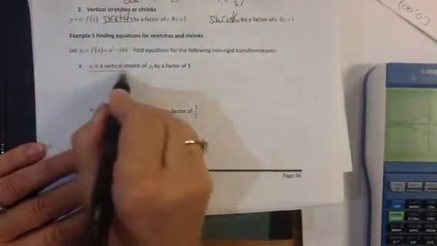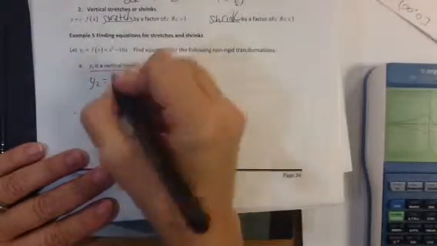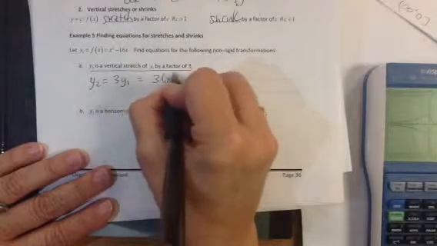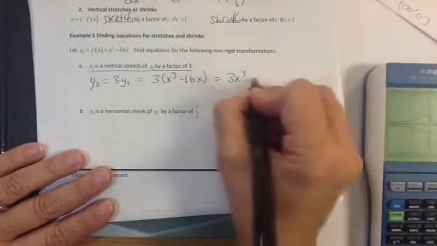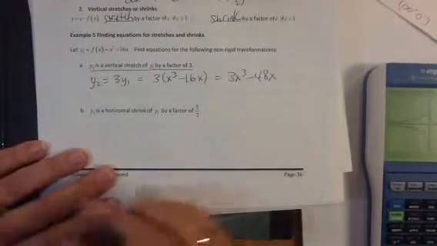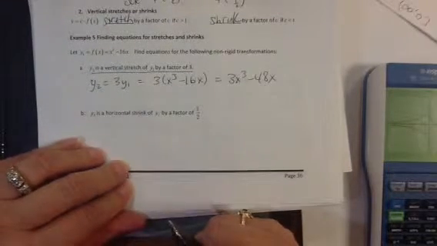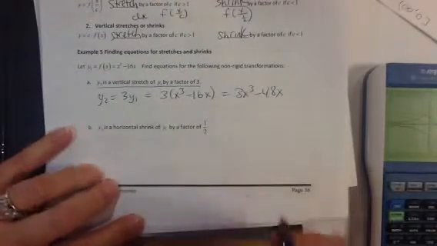And how is that going to work with this? Well, they tell us we want a vertical stretch by a factor of 3. So y2 is just going to be 3 times y1. 3 times x cubed minus 16x gives us 3x cubed minus 48x. Now you can also confirm this on the calculator. If you confirm it on the calculator, you will see that it vertically stretched it. You might have to change your window a little bit though.